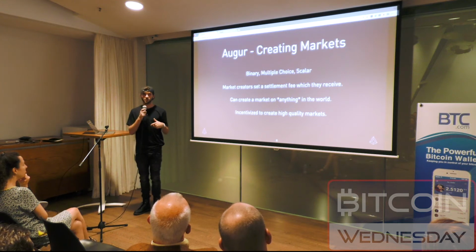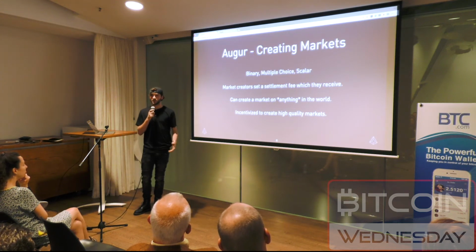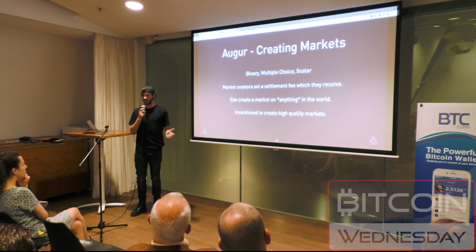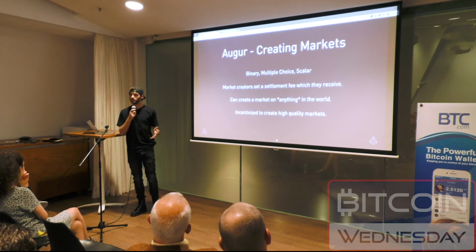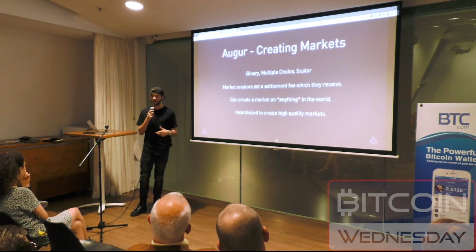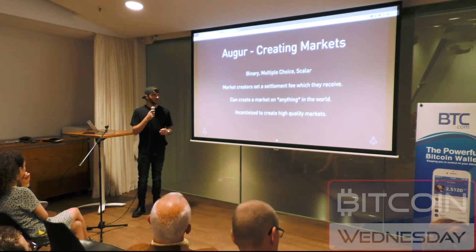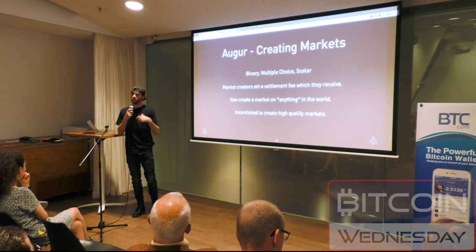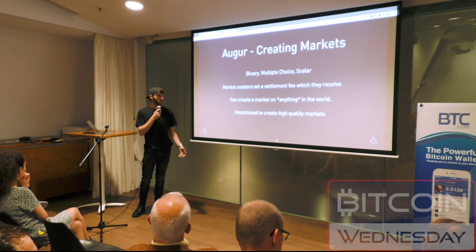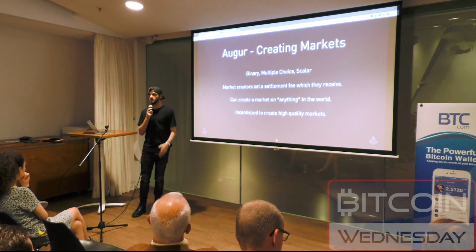So that's how you're incentivized to create a good market. Market creators have to put up a small bond. It's going to depend on how many markets are created, but imagine somewhere $50, $100, where it's non-trivial, and that incentivizes you to create a good market.